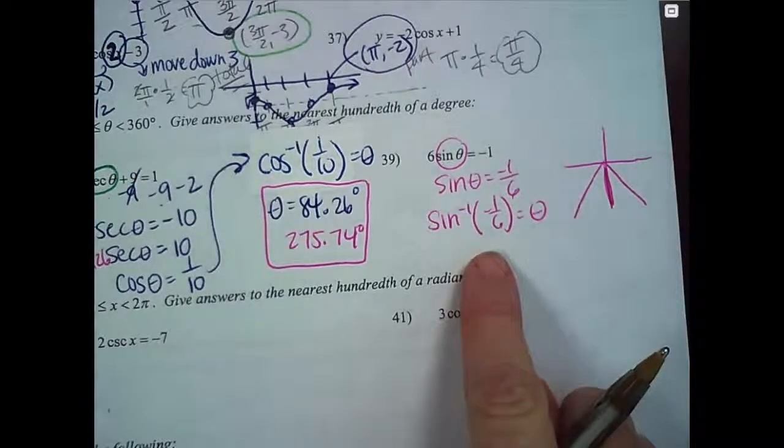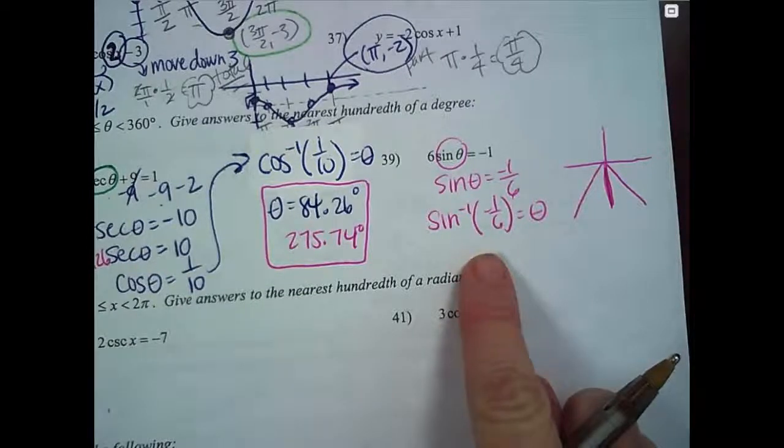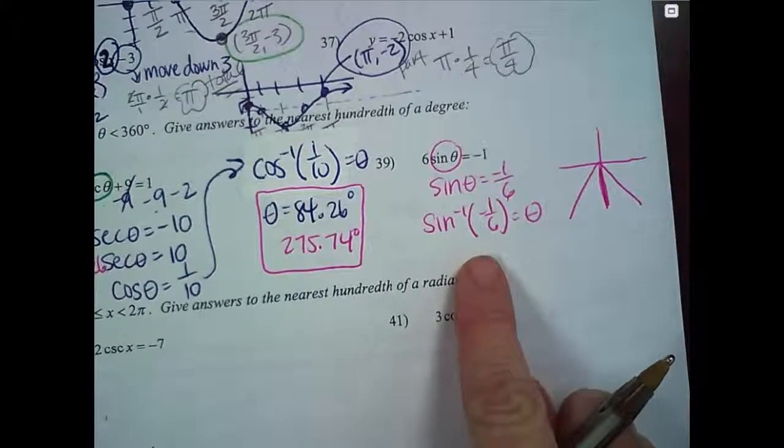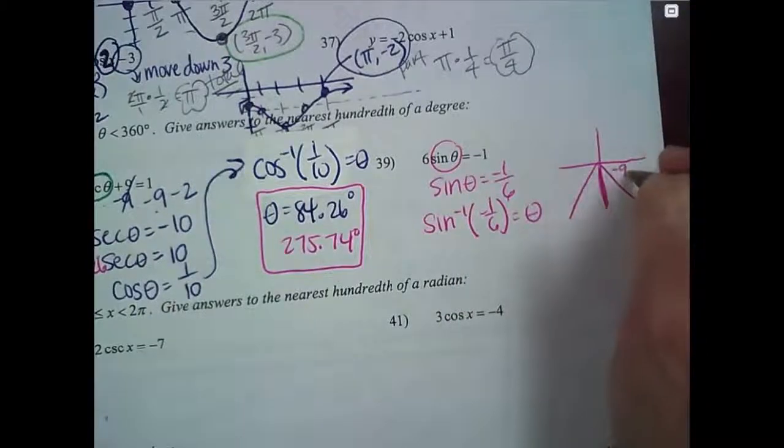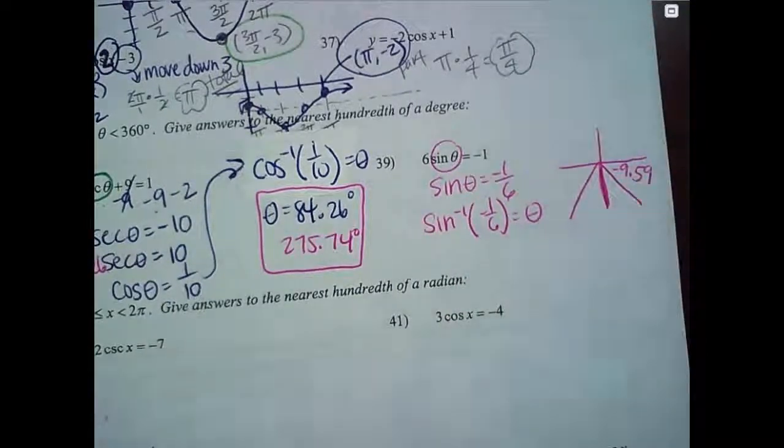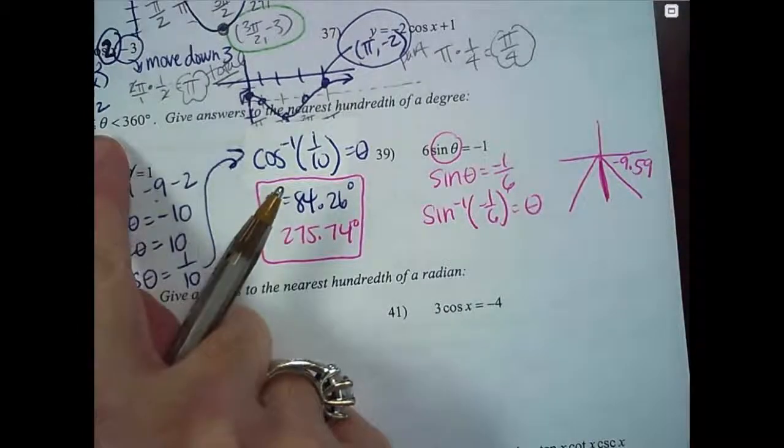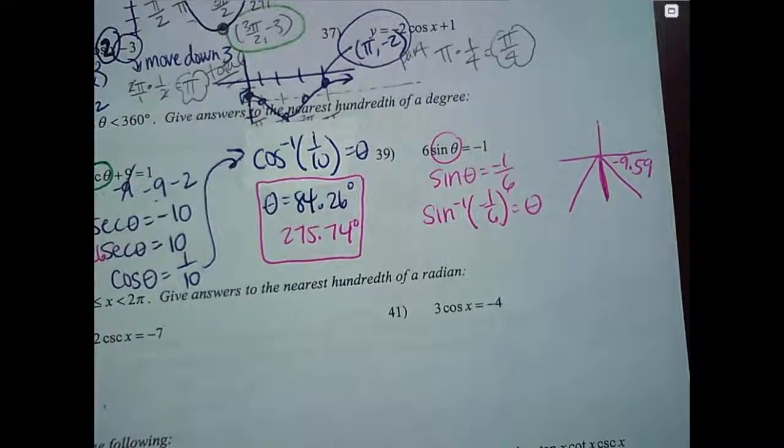Try it, because kids earlier were getting like 0.02. They were doing it wrong. Type it in your calculator. You should actually get negative 9.59, right? Right, but the direction said it had to be positive. So you have to find 2 more.